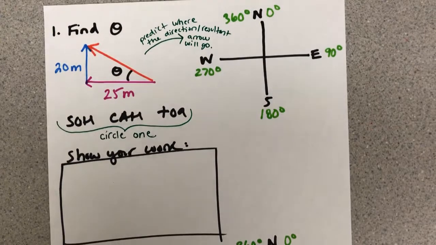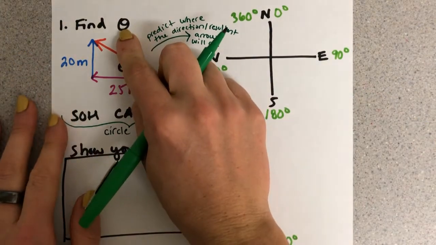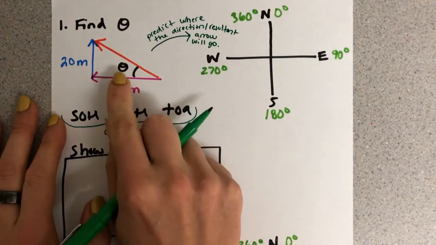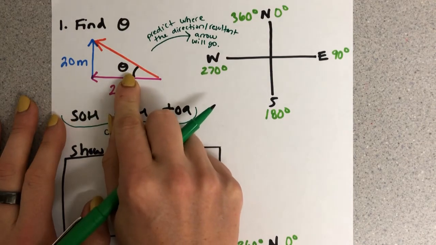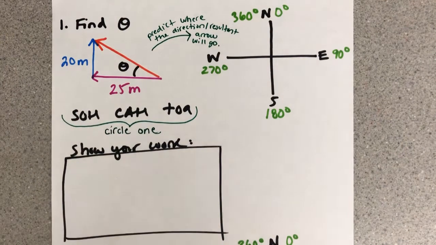All right, brought to you guys by popular demand. Here is just some practice for how to find the direction. Okay, find the angle. So we're trying to find this angle right here. And the first thing we're gonna do is predict which direction the arrow should be going.